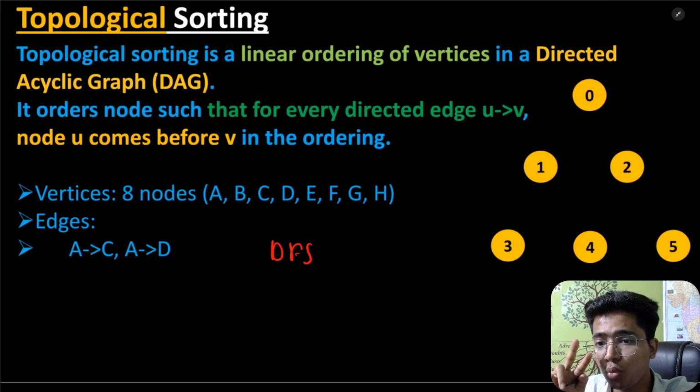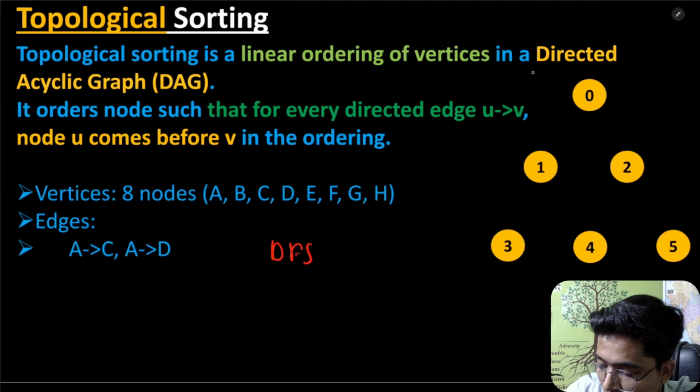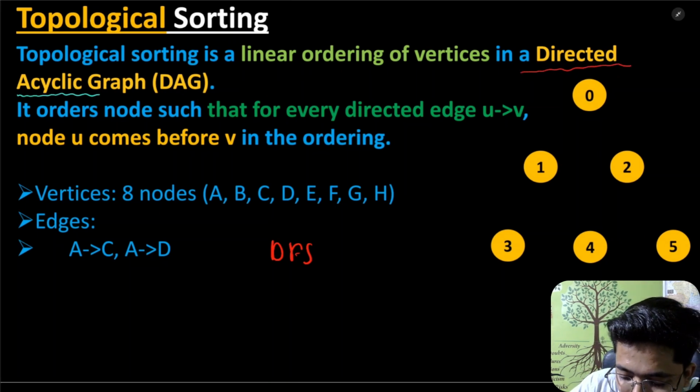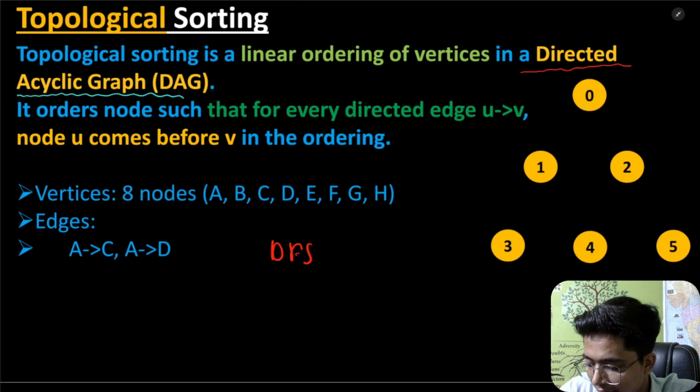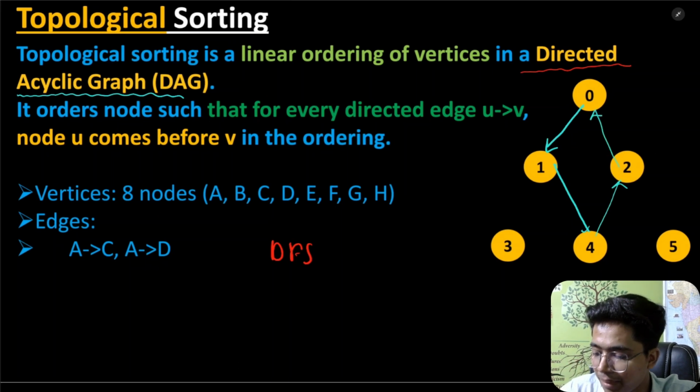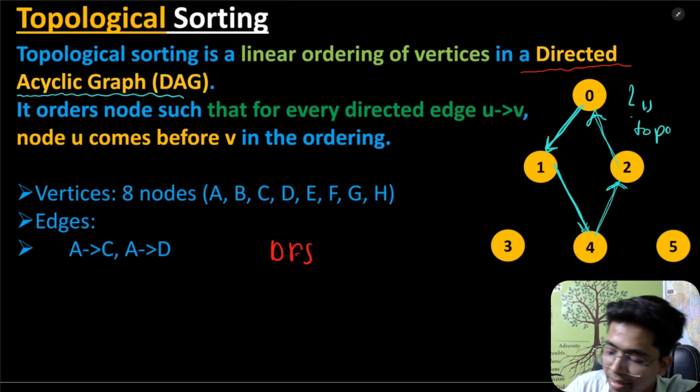Notice the two most important factors here. The first one is directed, and the second one is acyclic graph. That means topological sorting is nothing but a linear ordering, an ordering in linear fashion. Can you see the linear relationship? So the question: is this a topological sorting? The answer is no, a big no.